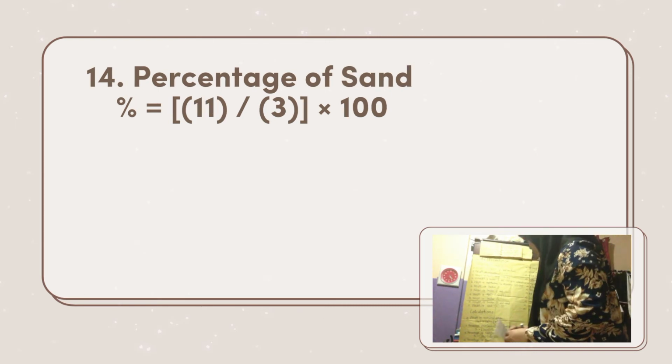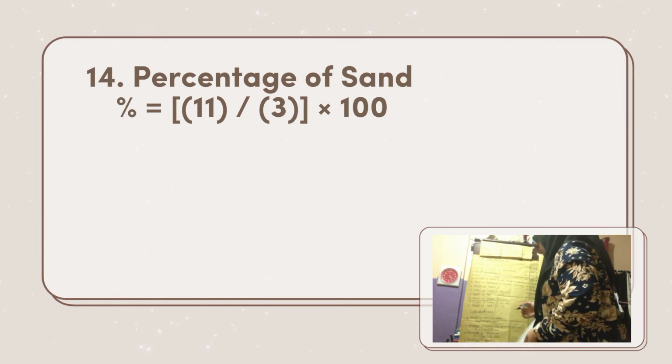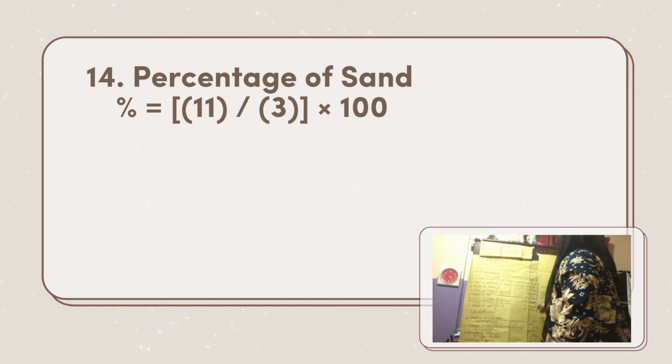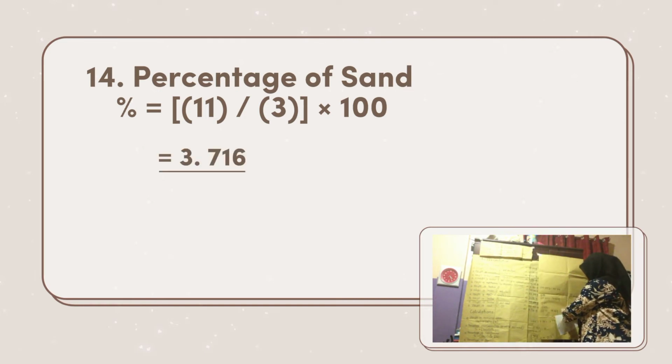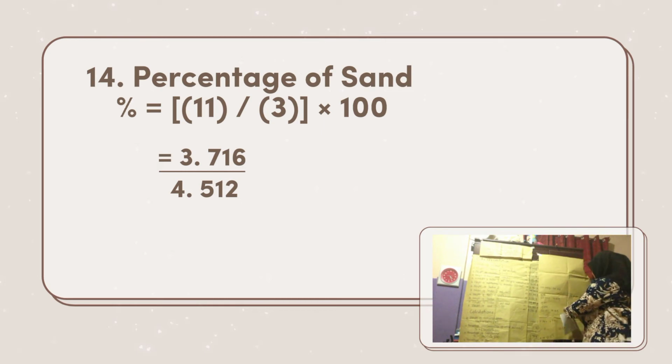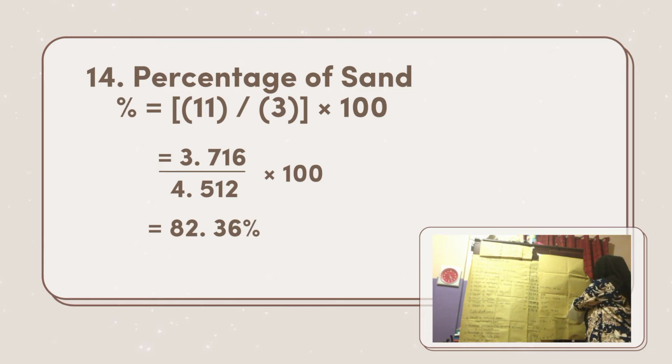For the percentage of sand, let's substitute it. Number 11, 3.716, divided by number 3, the weight of mixture, 4.512, times 100, and then we got the result 82.36%. So that's all for my data presentation, and thank you.